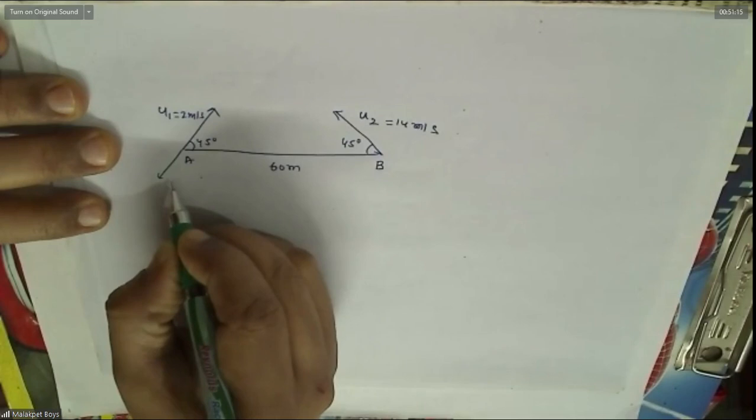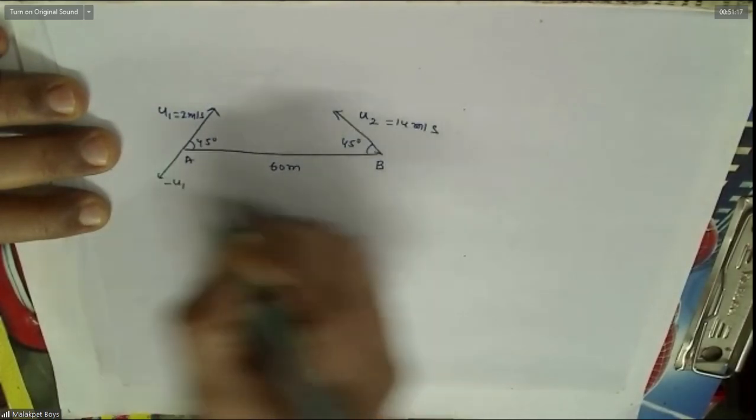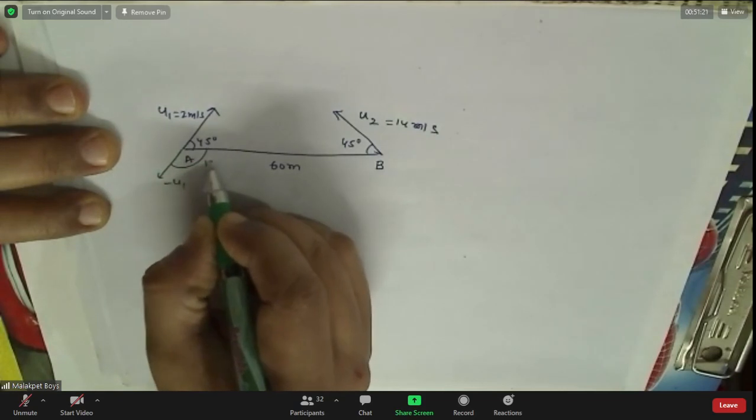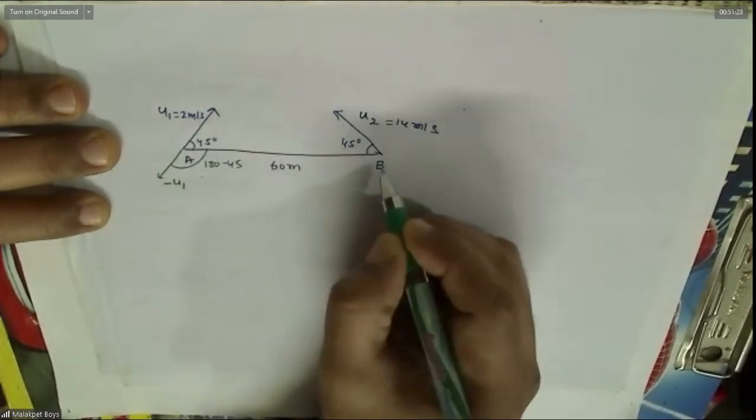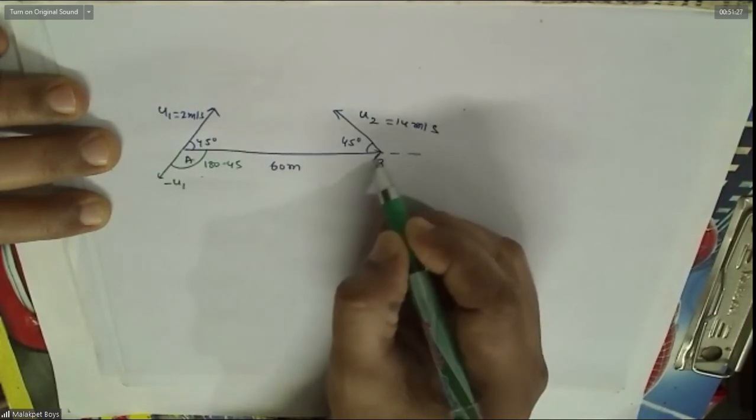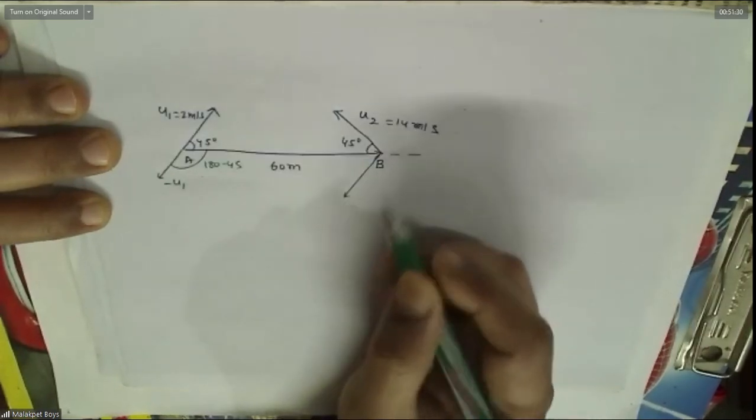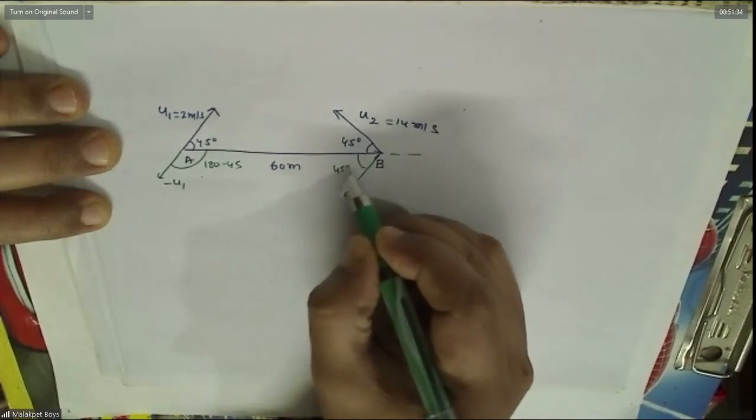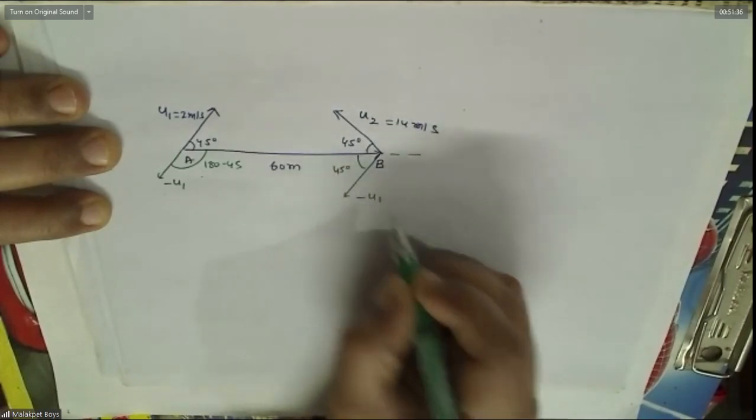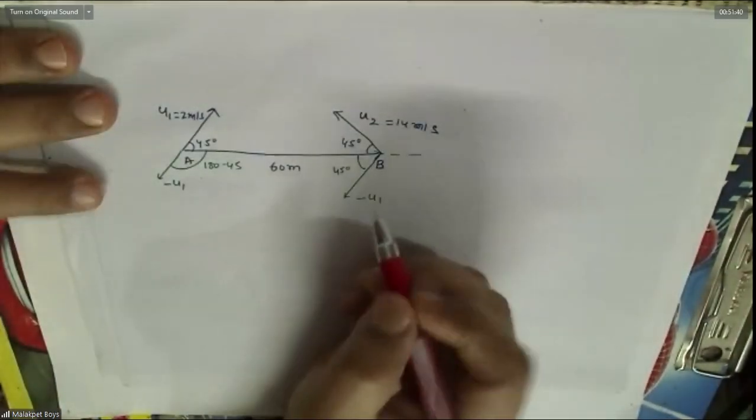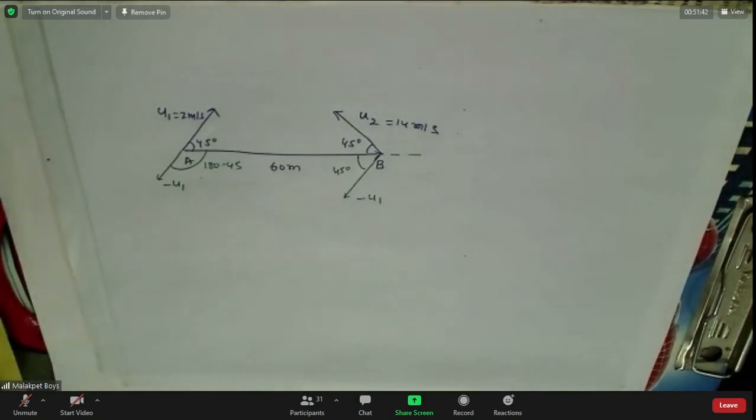You'll be adding here, minus. So what is this angle? 180 minus 45. Similarly, here also draw one parallel line. This is 180 minus 45, means this is again 45 only, no? This is minus U1, no? Do you agree with this? Any doubt is there?